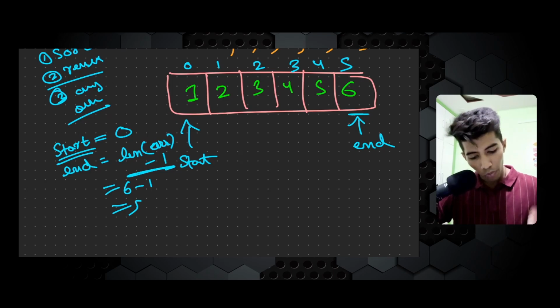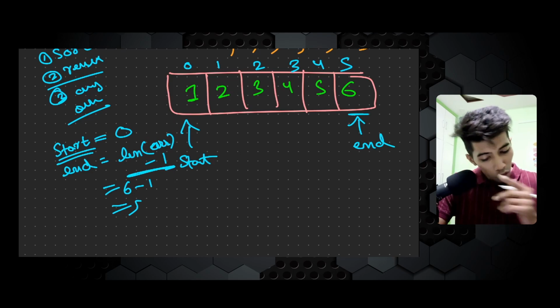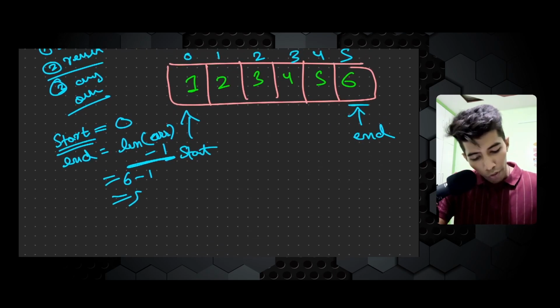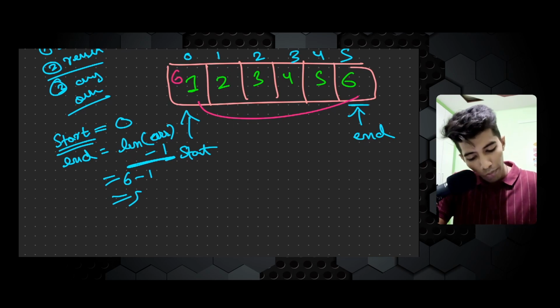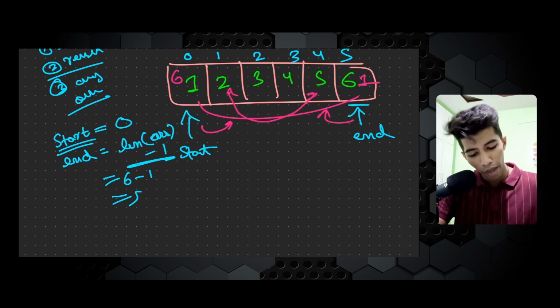Right? Now what will I do? Now I will perform the calculations over here. How? First, we will just have to reverse. Then what will we do? We will just swap these. So this will become the 6, this will become the 1. Then I will move the start pointer here and the end pointer here. Then again I will do the swap, right?